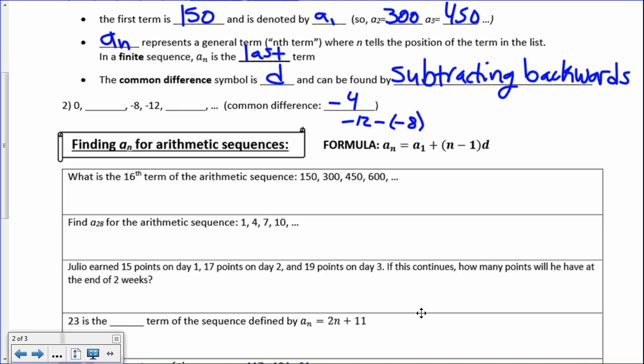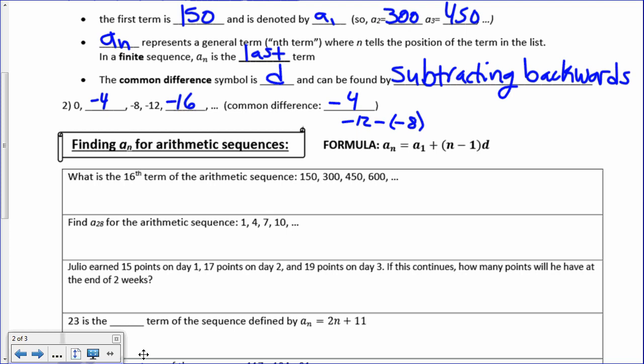So -12 minus -8 is -4. So that's what you're adding to go forward. So if I start at 0, what would my next term be? -4, and then adding another gets you to -8, -12, and then -16. So that's something you guys need to know how to do. Figure out what the pattern is, what are you adding each time, and then finish it. Is everybody okay with that?